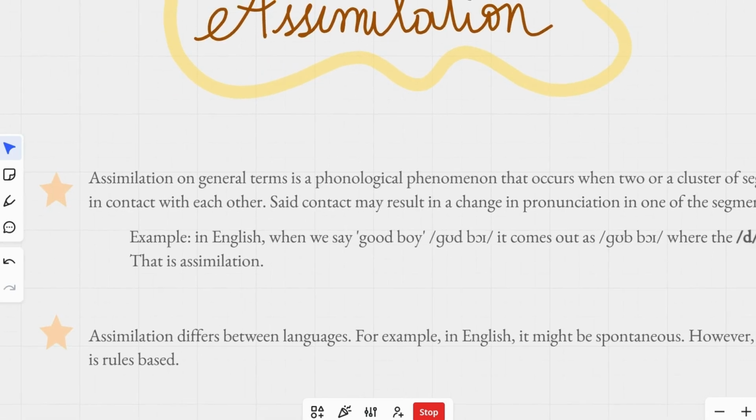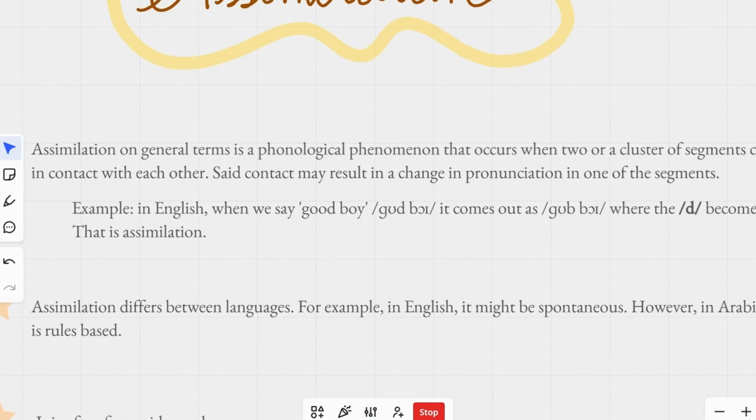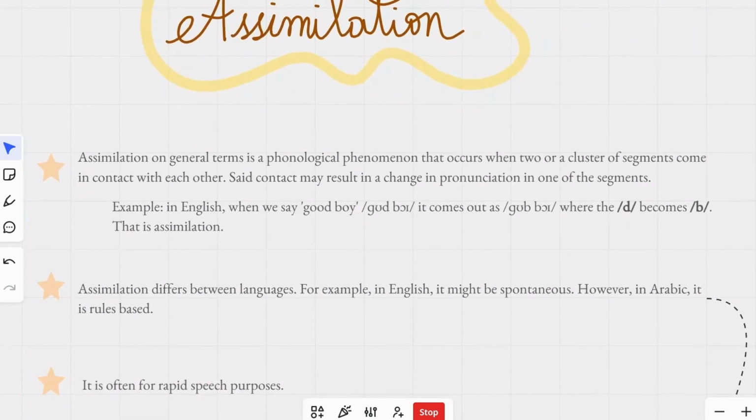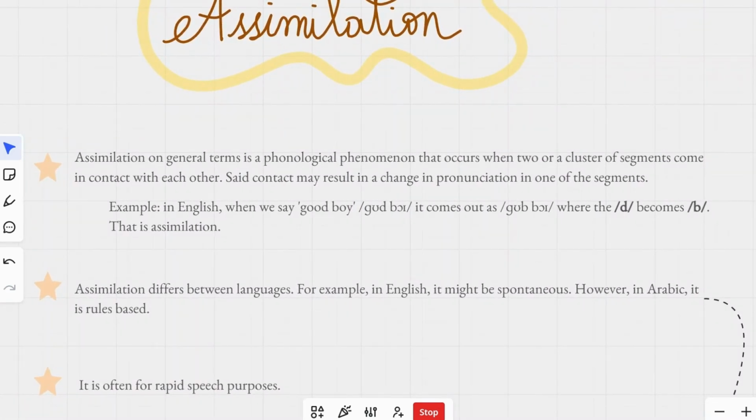Assimilation, in general terms, is a phonological phenomenon that occurs when two or more segments or consonants come in contact with one another. Said contact may result, or probably will result, in an alteration, a kind of distortion in pronunciation, in one of those segments.